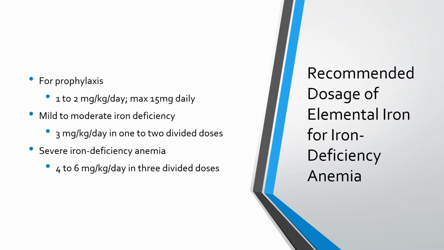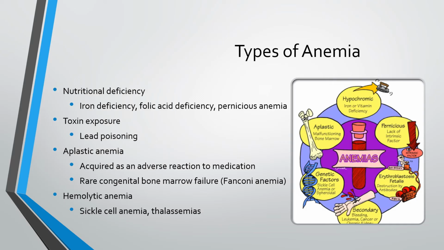So what's the recommended dose of elemental iron for these iron deficiency anemia patients? If we're thinking prophylactic, you can see there, 1 to 2 milligrams per kilo per day with a max of 15. Mild to moderate, we're going to go up to 3 mg per kg per day. And then severe is going to get 4 to 6 milligrams per kilo per day. And we're going to divide that in 3 divided doses.